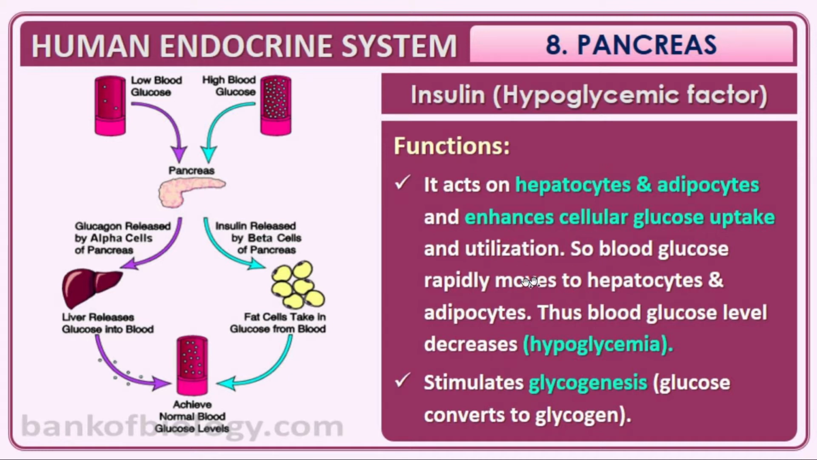That's why sugar patients take insulin injections. It also stimulates glycogenesis, which means glucose is converted into glycogen. These are reverse conditions: glucagon converts glycogen into glucose, but insulin converts glucose into glycogen. Is it clear?